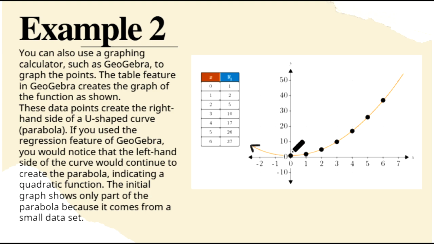It's easy to look at this and think maybe it's exponential, but remember, exponentials are almost flat and then go up. You can see this is going back up, okay? The initial graph shows only part of the parabola because it comes from a small data set. We only have a few data points here, and none of them are negative. So that's why it's only showing us half of the parabolic curve, okay? It's not exponential, it's coming back up. It didn't level out over here like it would with an exponential graph, okay?